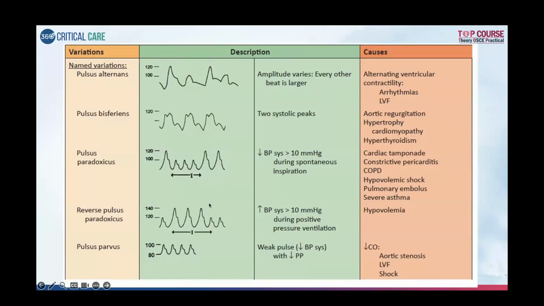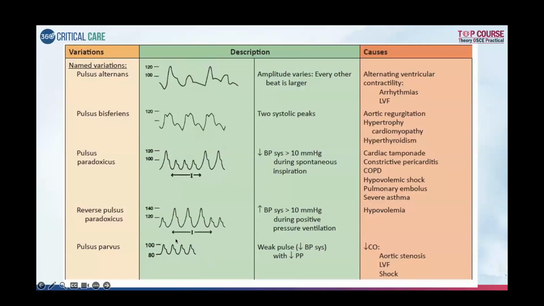Reverse pulsus paradoxus happens in reverse, so you will have an increase in blood pressure by more than 10 during positive pressure ventilation. This is more common in a hypovolemic patient. If you have a reverse pulsus paradoxus, think of a patient who will require fluid.